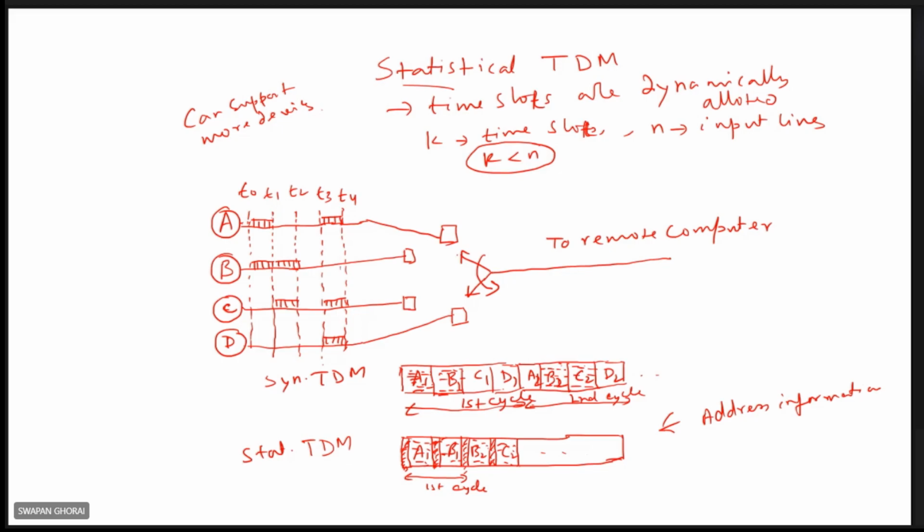Generally, statistical TDM systems use a synchronous protocol like HDLC. So you see how this overhead is minimized in statistical TDMs. It uses the HDLC protocol, and the frame is very similar to HDLC.